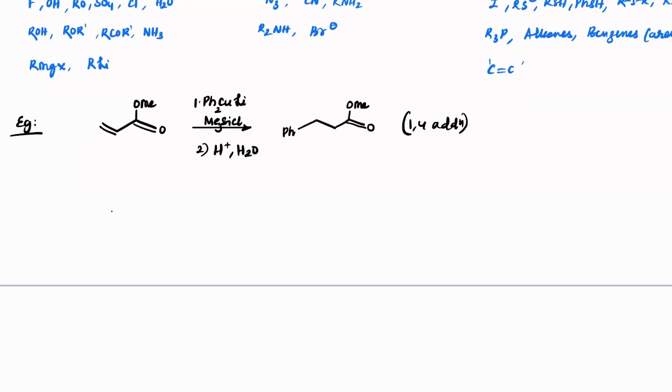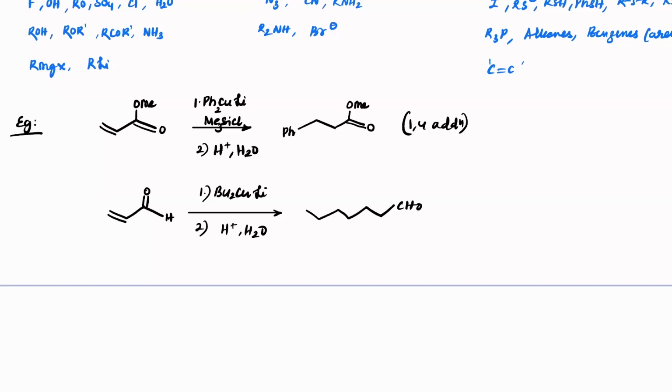Same way, if you have double bond O and H here and a double bond, in the second case, first I have Bu2CuLi, and second we have H plus and H2O. So again it will give 1,4 addition. So CHO. This is 1,4 addition of the butyl group. Done.